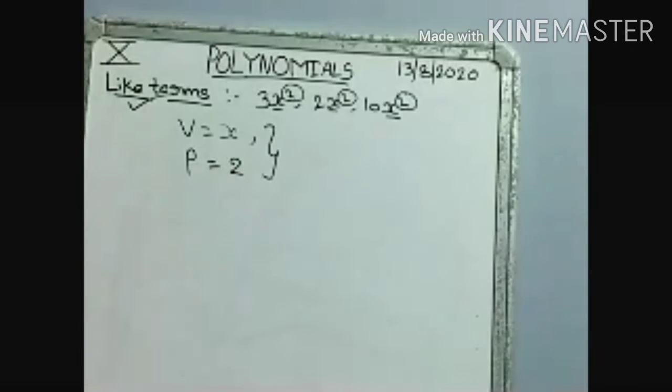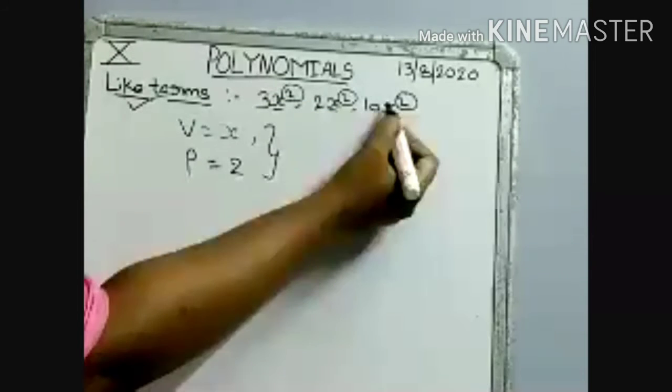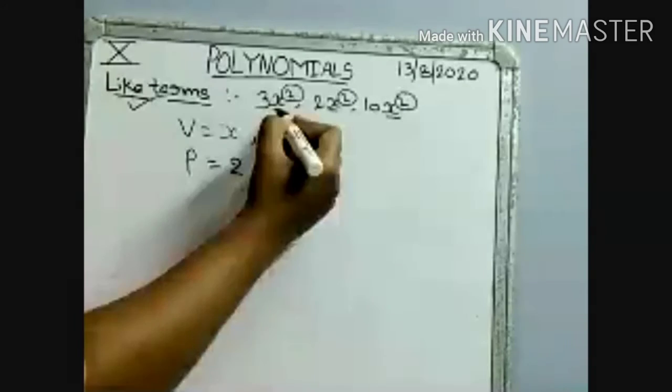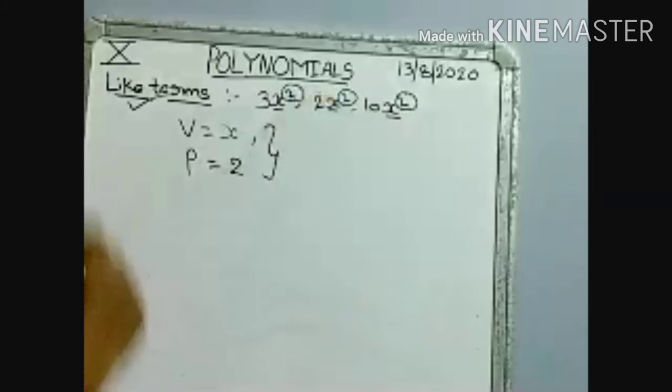See, here x square, x square, x square. Don't think about the constant or quotient, whatever it may be, you can take. But here the variable and the power should be same. Then it is called like terms.